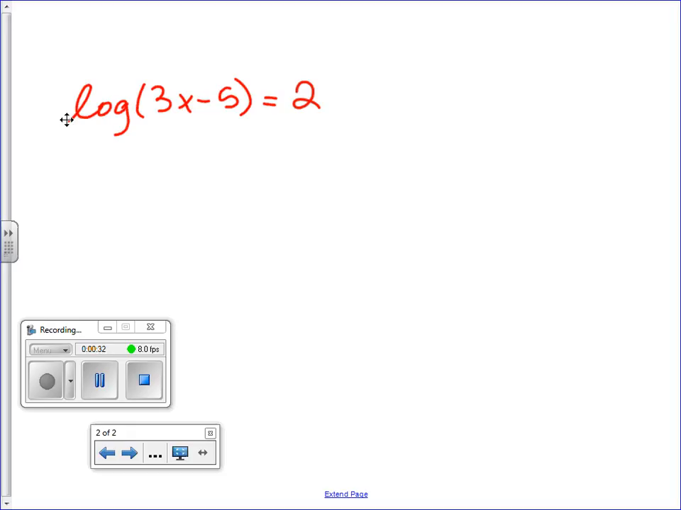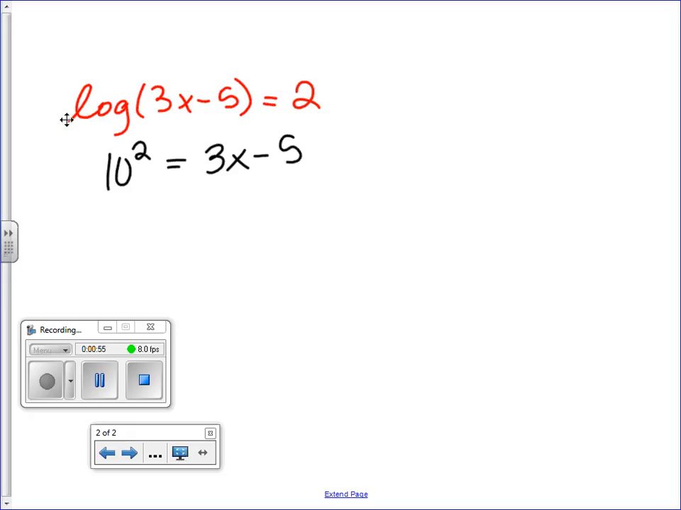So this one's not too bad. This one's pretty easy, okay? Because this one can be rearranged, right? What's the base here? The base. It's a common log, so what's the base? 10. So this problem is basically 10 squared equals 3x minus 5.